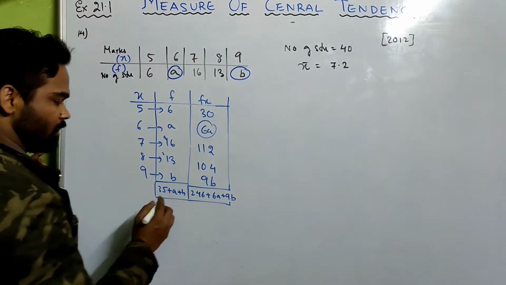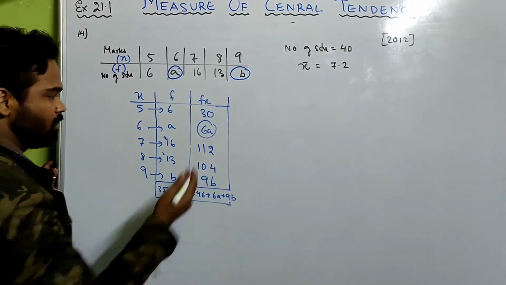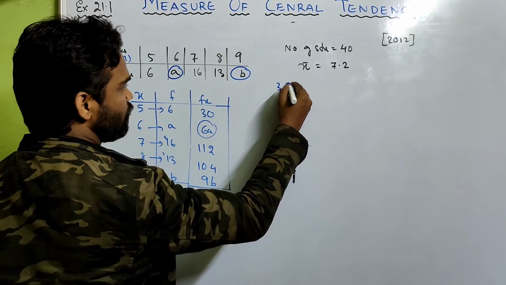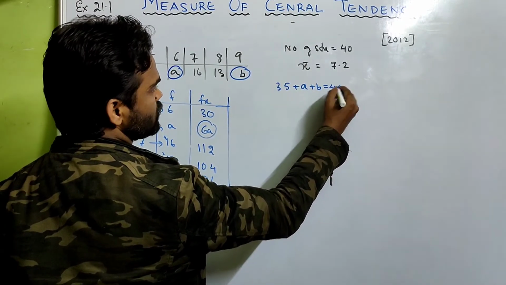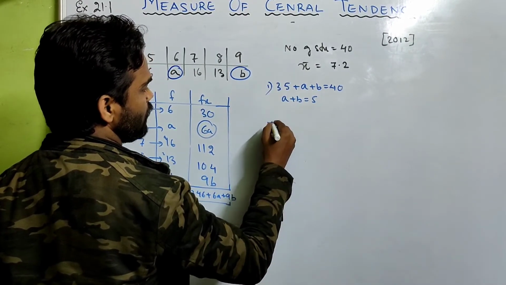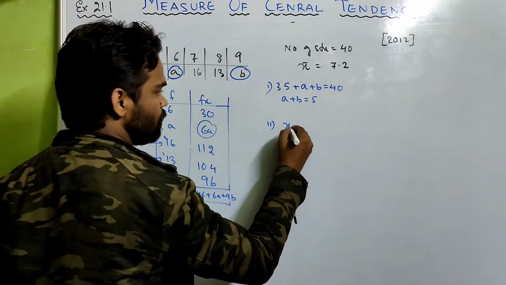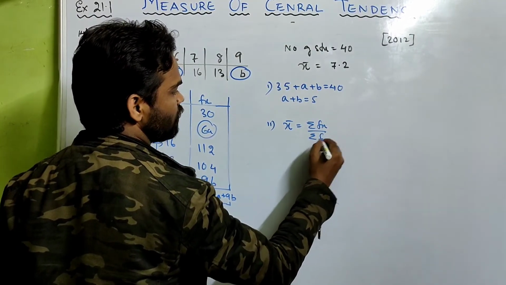Okay, now look carefully. The value of this is given as 40. Total number of students is 40. So we can say 35 plus A plus B is 40, which means A plus B will be 5. Okay. Now, mean is what? Mean is sigma fx by sigma f.